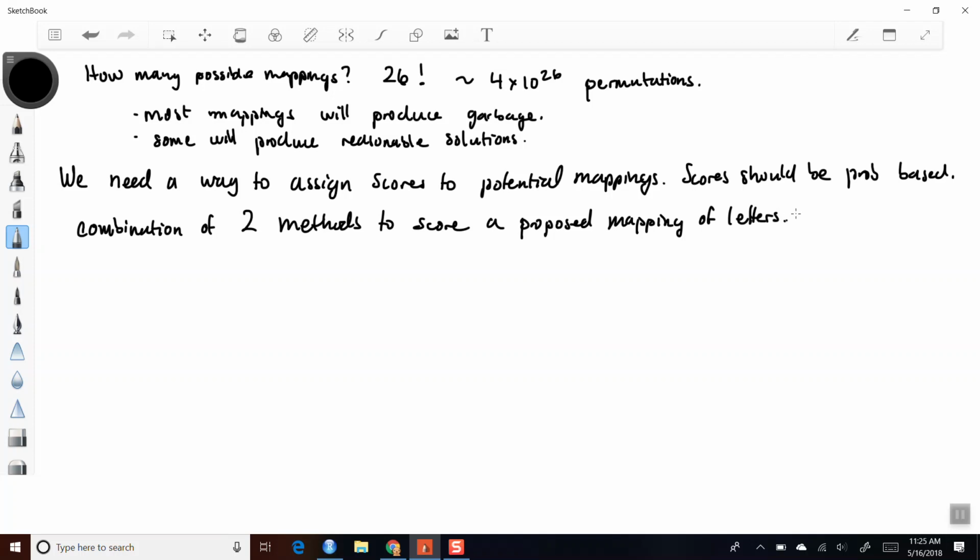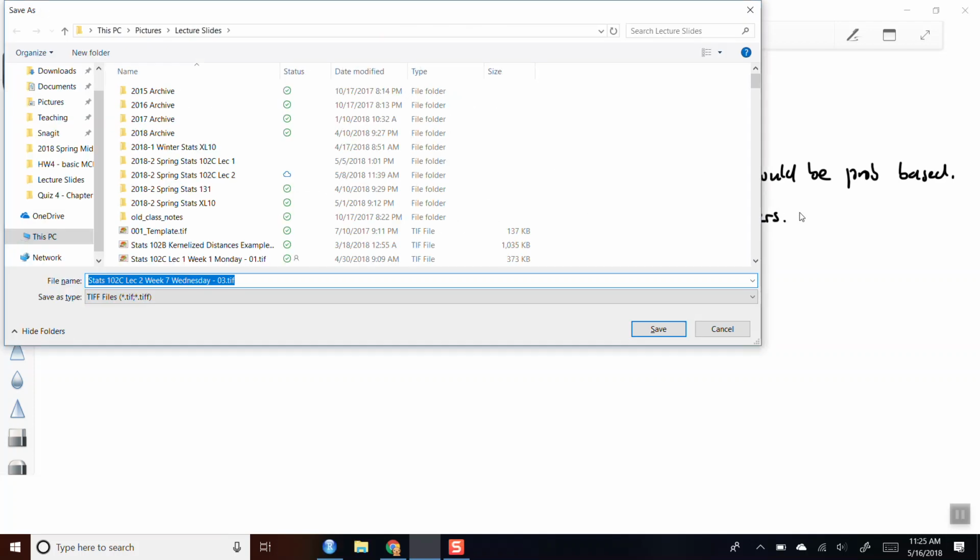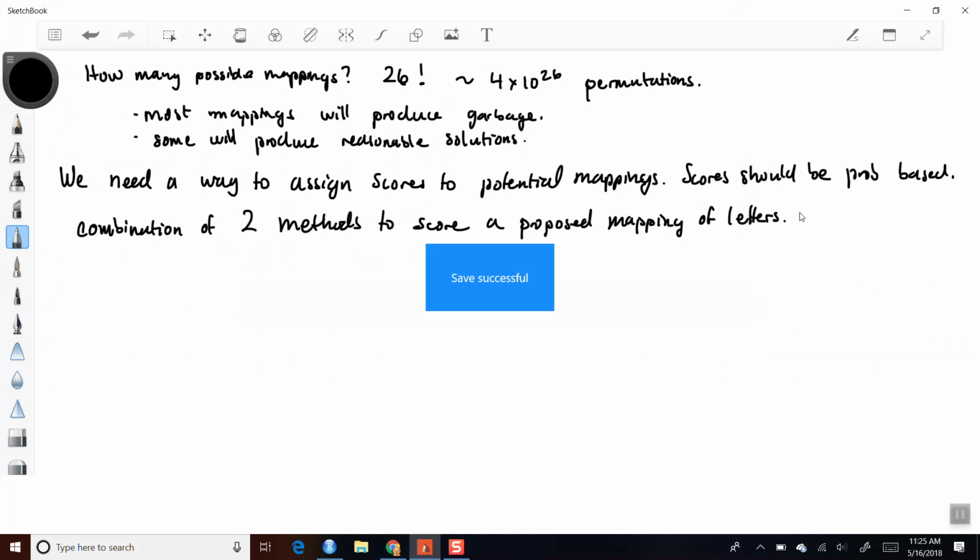The concept of a proposed mapping makes sense, right? It's just like the letters A through Z get mapped to, you know, A gets mapped to M and B gets mapped to some other letter. So we want a way to score these proposed mappings. And so one is we're going to ask, do we see real words? And in combination with that, do we see common words?